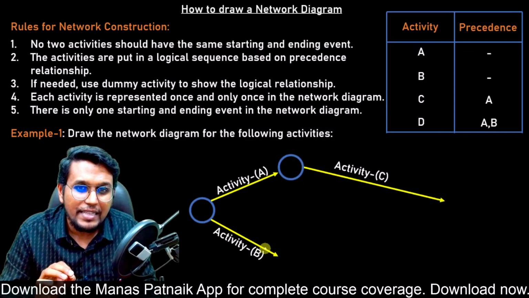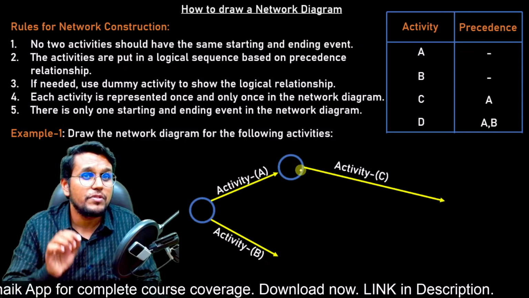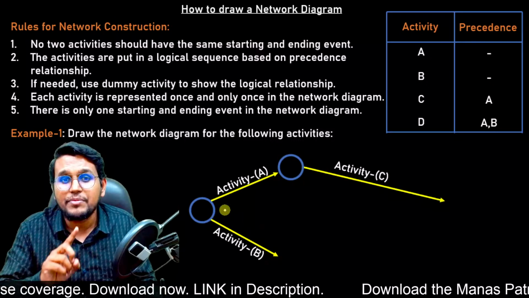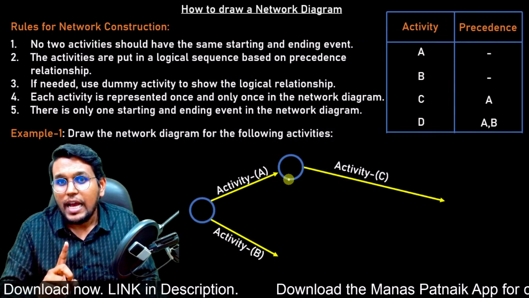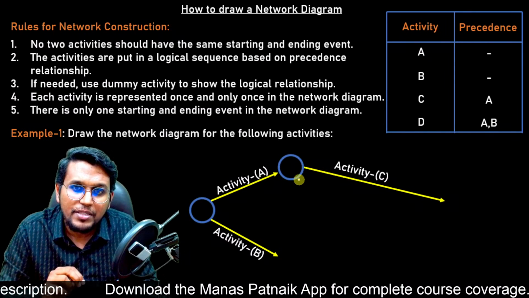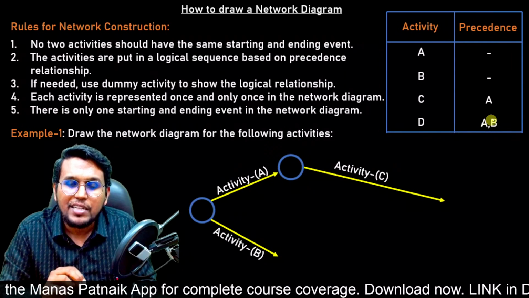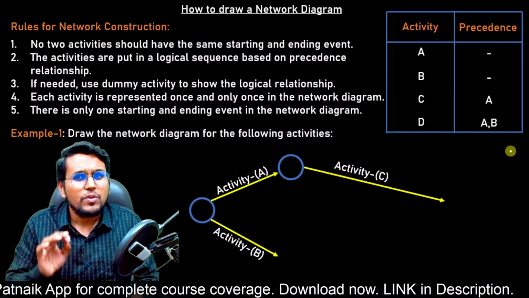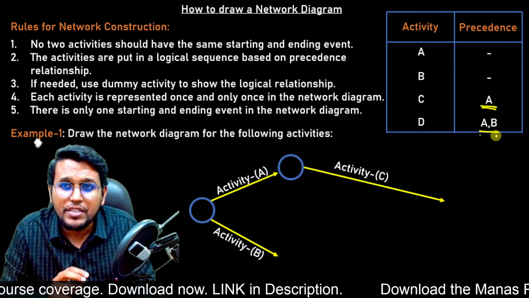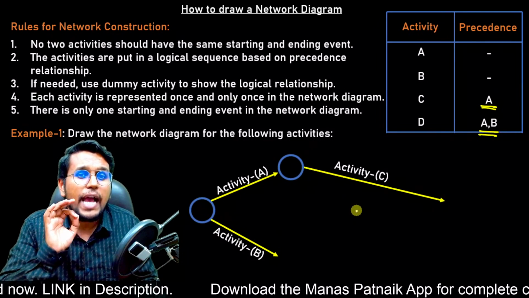If I take this arrow on this node, it will not be possible because we have already seen in the rules that no two activities can start from the same starting and ending event. And if I start activity D from this node where A is completed, then there is no dependency about B. There is nothing we are seeing about B. So in these manners, whenever we have A here and A in combination with any other, that shows that we need to use a dummy activity.